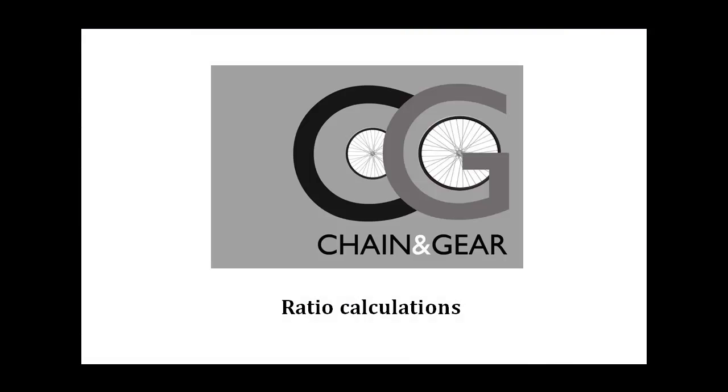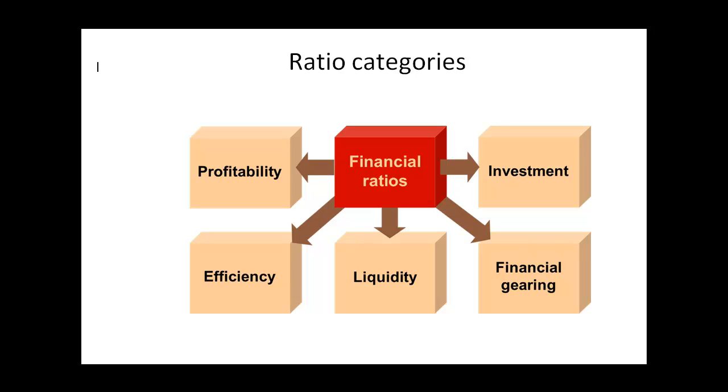So to recap, we have a range of ratios we can examine to look at the health and performance of the business, and most of the ratios will come from our 2 main statements, either the income statement or the statement of financial position. That is profitability, efficiency, liquidity, financial gearing, and investment.